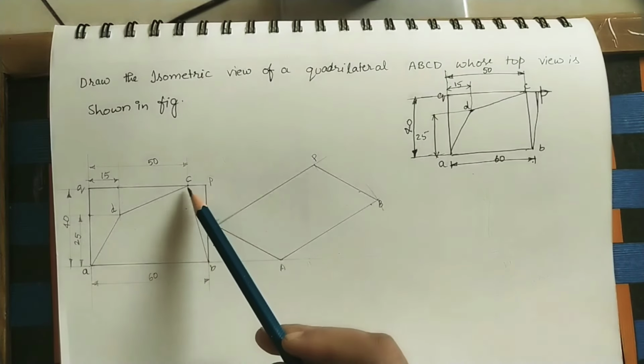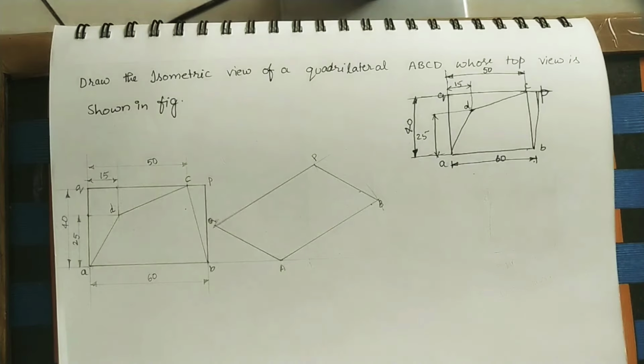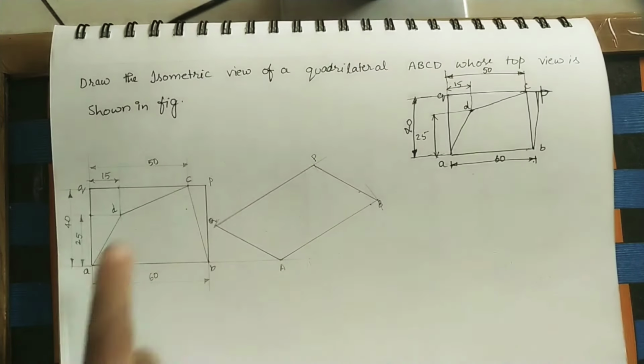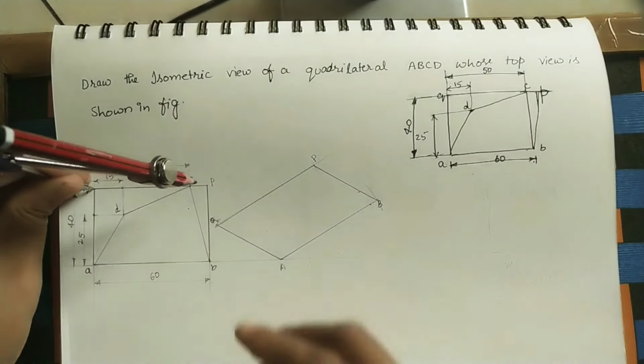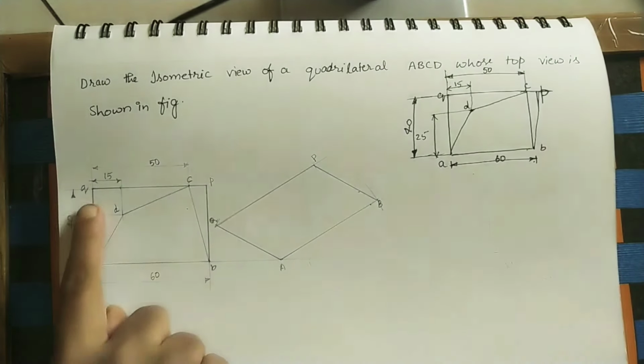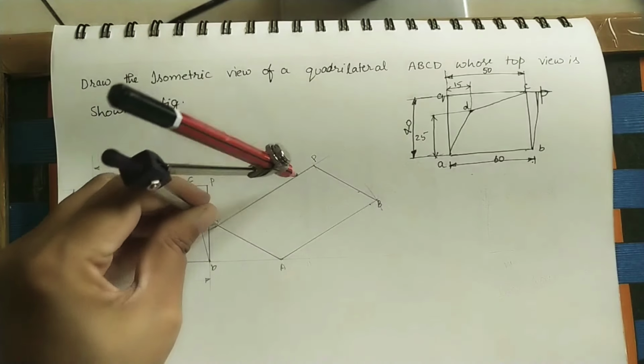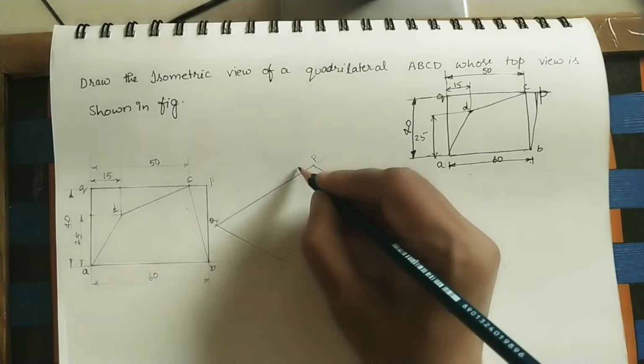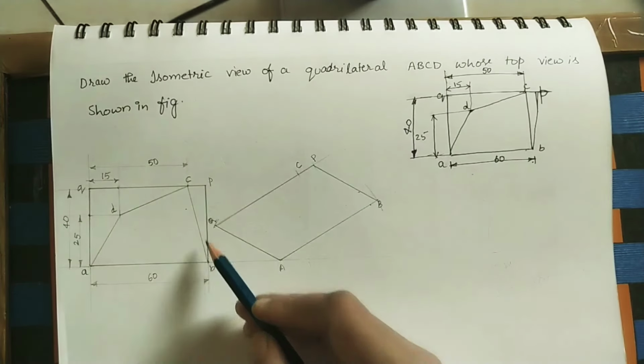After that, mark this C point. So this C point is 50 mm from Q. Take CQ length, and mark from Q. So this is C, this point. Join B and C.